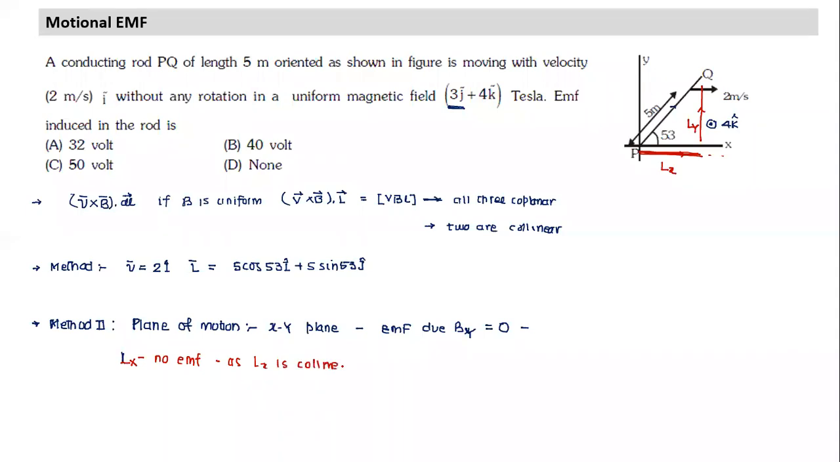And so what are we left with? It is only due to this component, so we can directly align. Now all three are perpendicular. How much is Ly here? Ly will be 5 sine 53, which is 0.8 into 5, so this will be 4 meter Ly. So what will be the EMF? EMF will be equal to Ly into V into Bz, that is 4 into 2 into 4, which is 32 volts. And if we solve by the other method also, we'll come to the same thing.